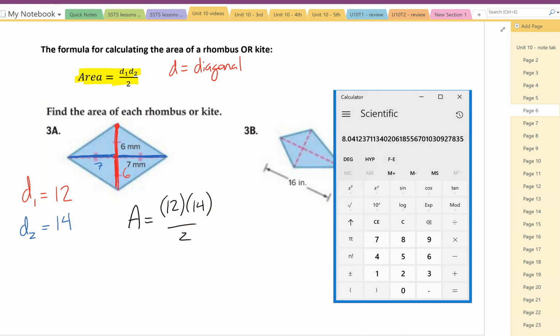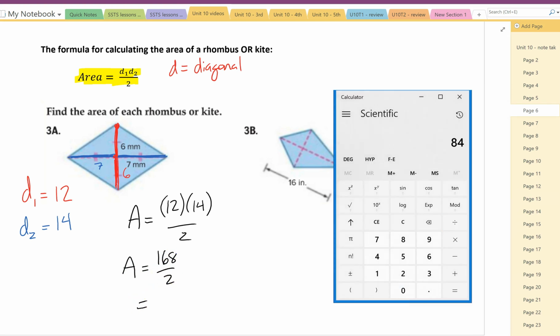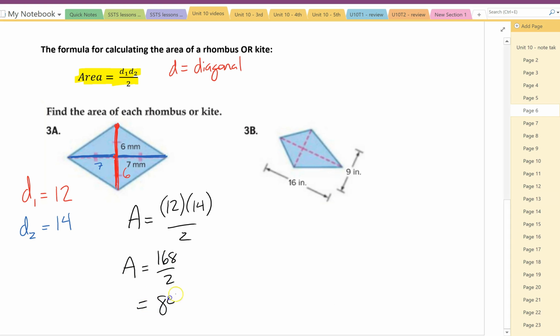12 times 14, 168. So 168 divided by 2 is 84. So the area of this rhombus is 84, and I always forget the units, 84 square millimeters.